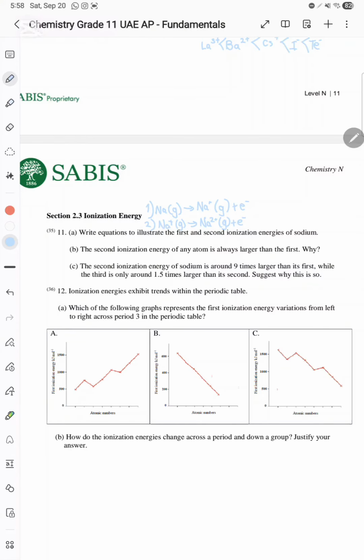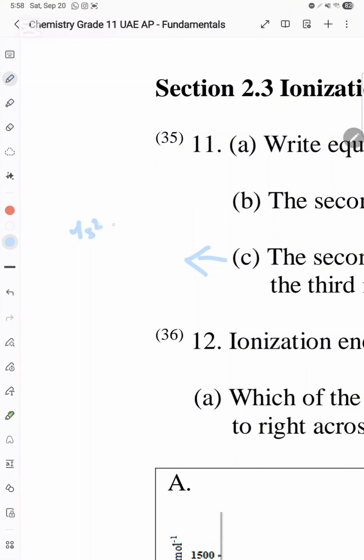Now the second ionization energy of sodium is 9 times larger than the first, while the third is only 1.5 times larger than the second. Now to answer this question, we first of all need to write the electronic configuration of sodium. It is 1s2, 2s2, 2p6, and 3s1.